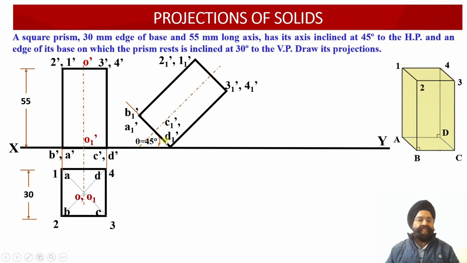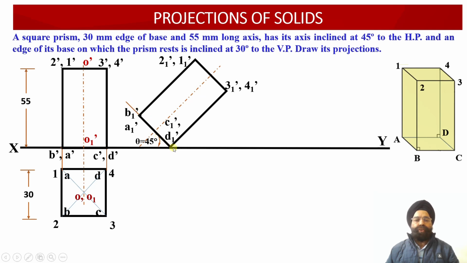So this is 15, this is also 15, and now we know that the height of the axis happens to be 55 millimeter, that is, the prism has a height equal to 55 millimeter. So from point 1, point 2 and point 3, we are going to draw perpendicular distances which measure 55 millimeter each. Once we draw these three distances equal to 55 millimeter, we will be able to rotate the rectangular projections which we had obtained earlier at an angle of 45 degree with respect to the horizontal plane.